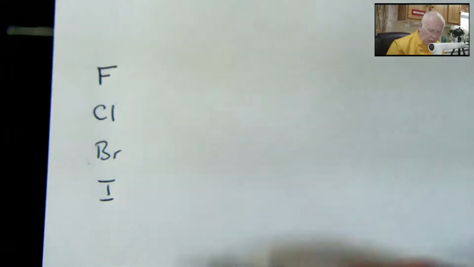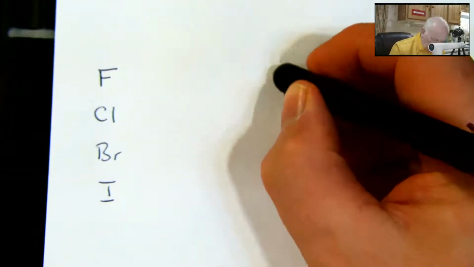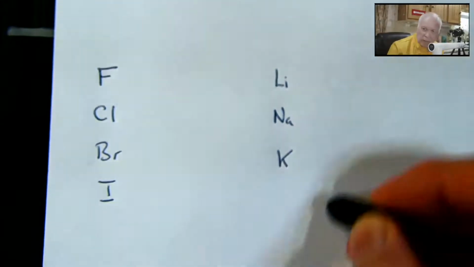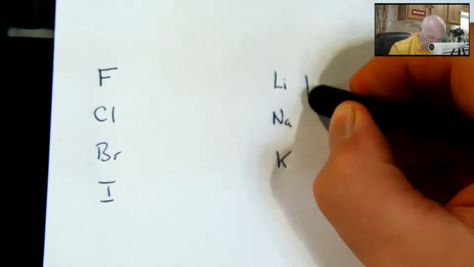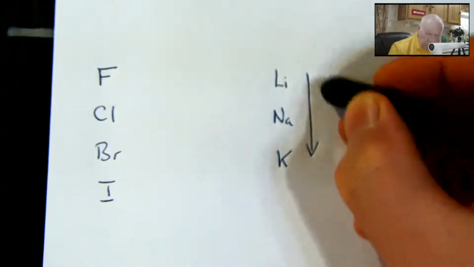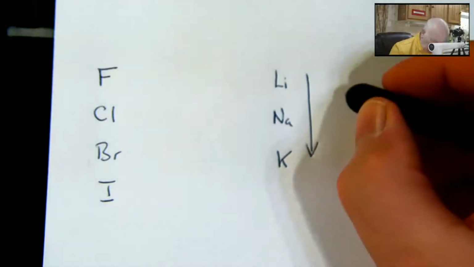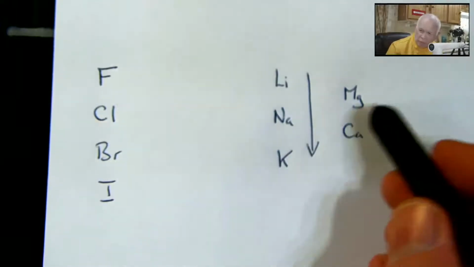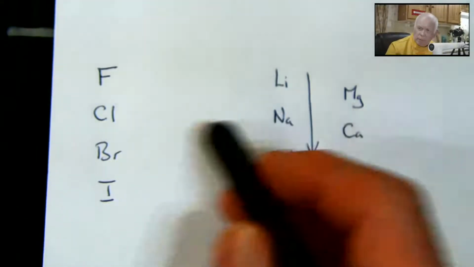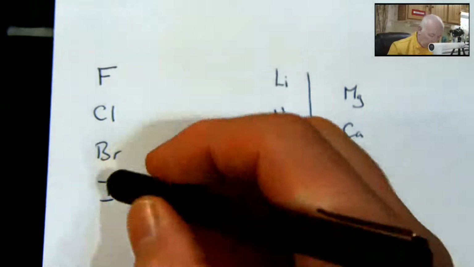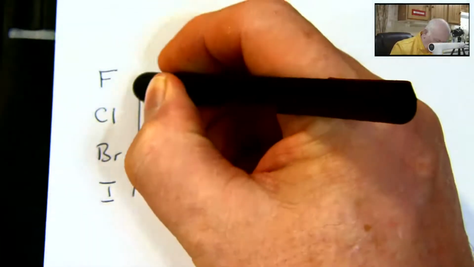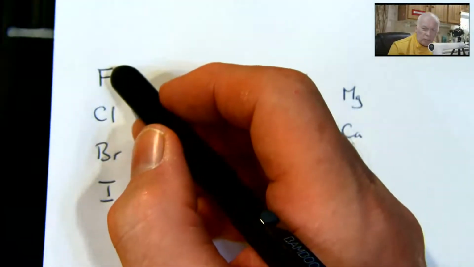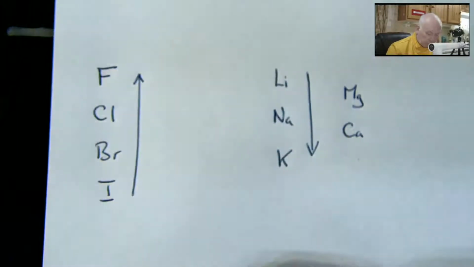Now, when we looked at the alkali metals, we looked at lithium, sodium, and potassium, and we found that they got more reactive as we went down through the group. We also looked at magnesium, and we looked at calcium, and we found that was also true. But it's not true of these. The halogens get more reactive as they move towards the top of the periodic table.